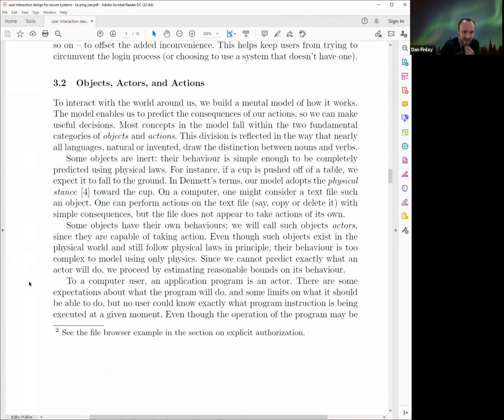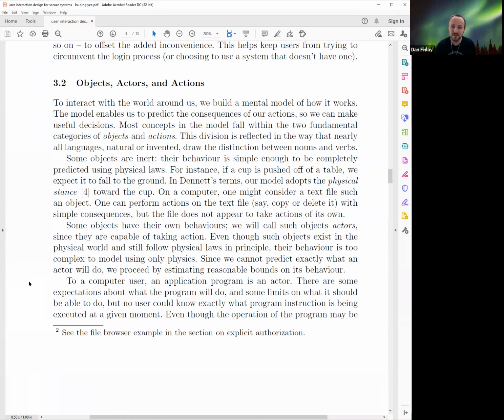Objects, actors, and actions. To interact with the world around us, we build a mental model of how it works. The model enables us to predict consequences of our actions so we can make useful decisions. Most concepts in the model fall within the two fundamental categories of objects and actions. This division is reflected in the way that nearly all languages, natural or invented, draw the distinction between nouns and verbs. Some objects are inert.